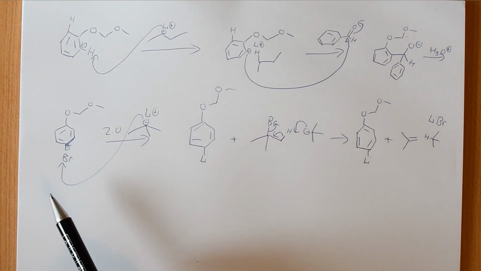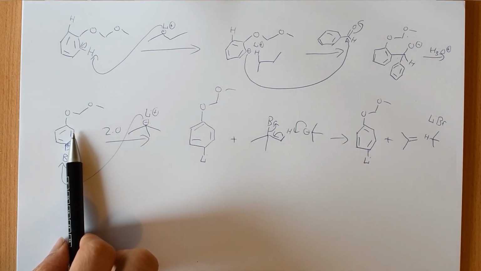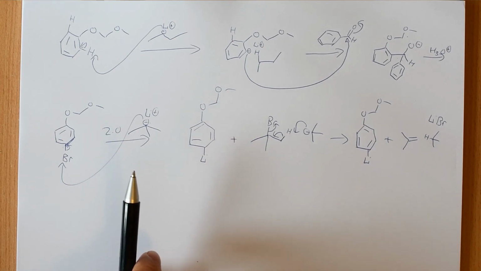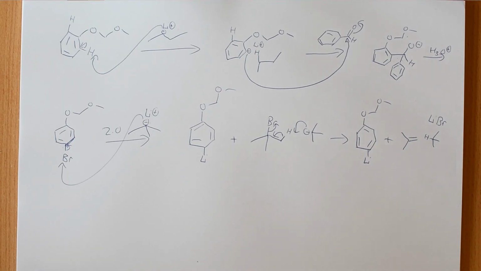You can see the only difference here is that there is a halogen. So when you see your butyl lithium compound, you need to inspect the molecule it's going to react with carefully and decide, is it acting as a base or is it acting as something to do lithium halogen exchange.